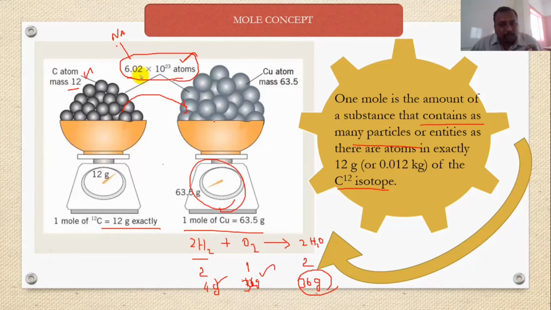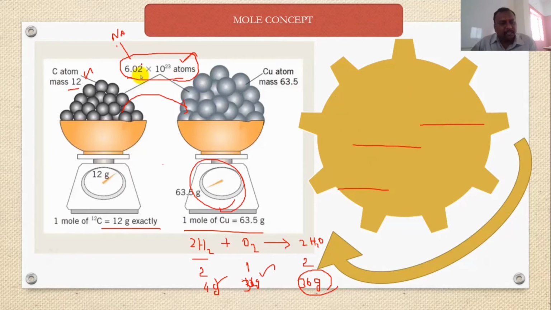So what is a mole? Mole is the amount of a substance that contains as many particles or entities as there are in exactly 12 gram of carbon 12 isotope, it is called as a 1 mole. Okay, so அதாவது 1 mole of a substance, 6.023 into 10 to the power 23 atoms are present. That number is called as a Avogadro number.